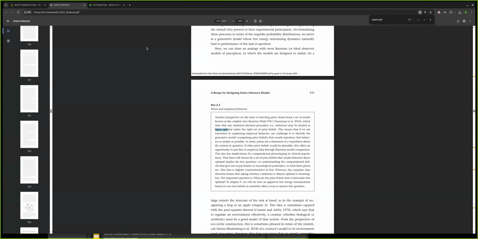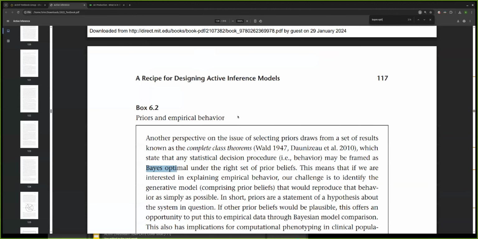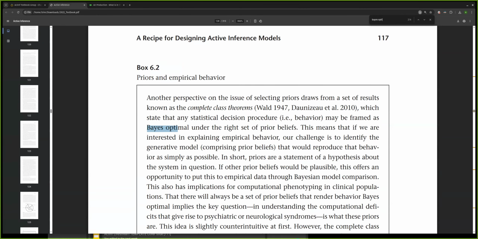Yeah, that's one great point. Let me give another piece on this. Here in chapter 6, complete class theorems state that any statistical decision procedure, whether it's ruminative, repetitive, maladaptive, just leading to demise, leading to peril, externalities, failure, may be framed as Bayes optimal under the right set of prior beliefs.